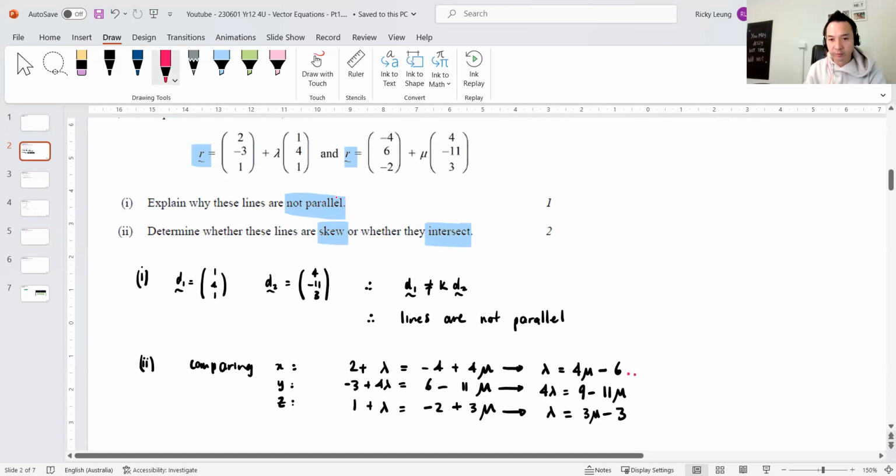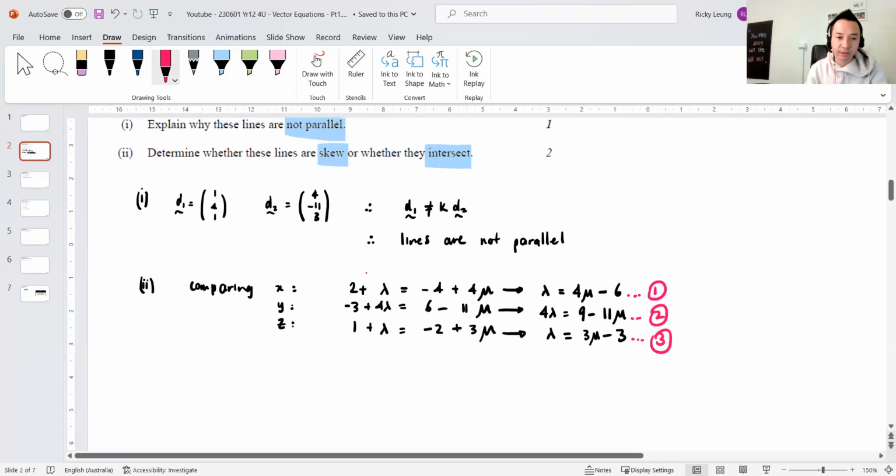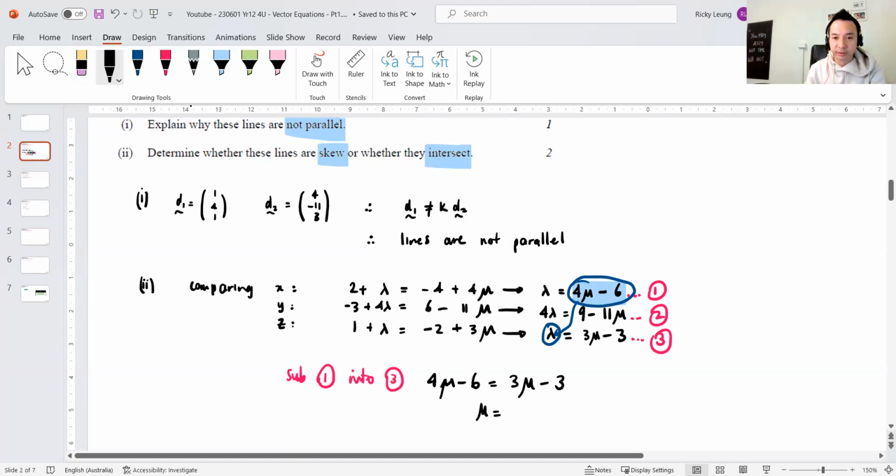Right, now call that number 1, number 2, number 3. Yep, I'm going to use 1 and 3 to solve simultaneously. So sub 1 into 3. Just to be clear, I'm plugging this guy into here. And what do I get? 4 mu minus 6 equals 3 mu minus 3. Let's see, mu equals 3.